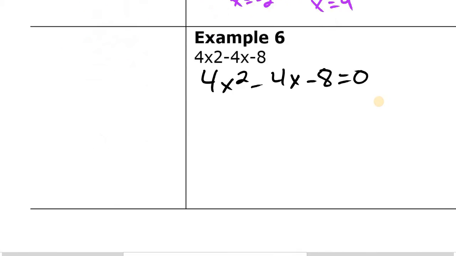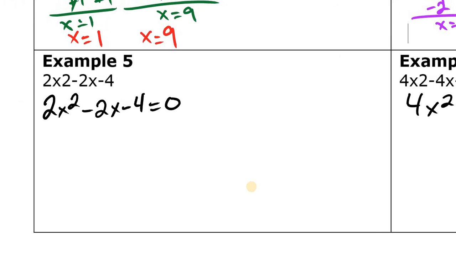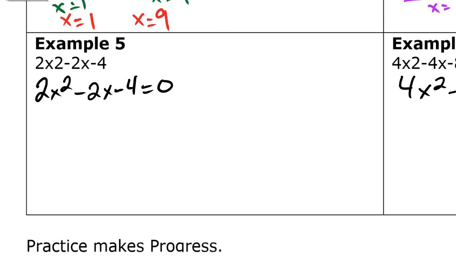All right. Now we're finally getting into some good stuff. We have a leading coefficient. Do you remember what to do when you have a leading coefficient? Well, on a leading coefficient, we've learned several ways in class.